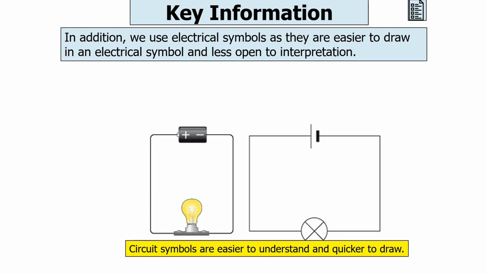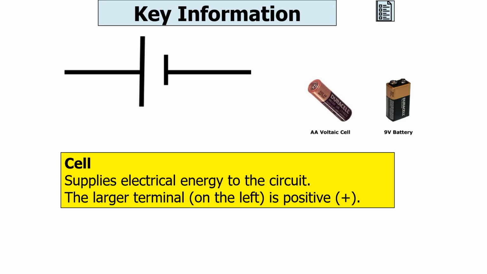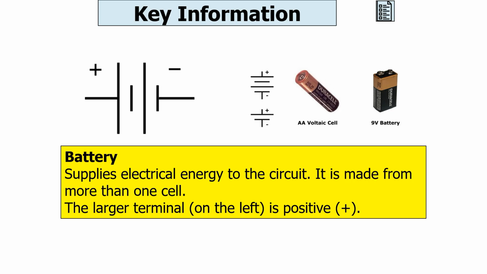So here are the symbols you must be aware of. The cell, which supplies electrical energy to the circuit. The larger terminal on the left is the positive. The battery. It's made from more than one cell. Once again, the larger terminal on the left is the positive.